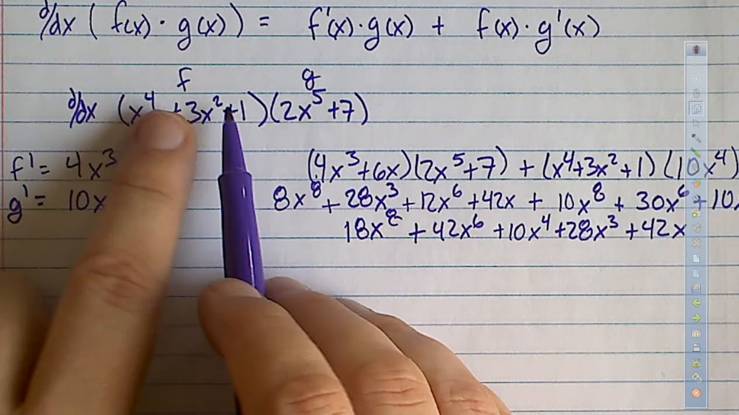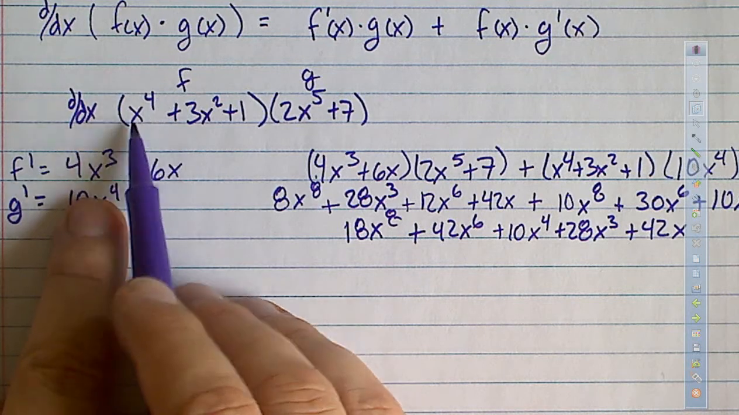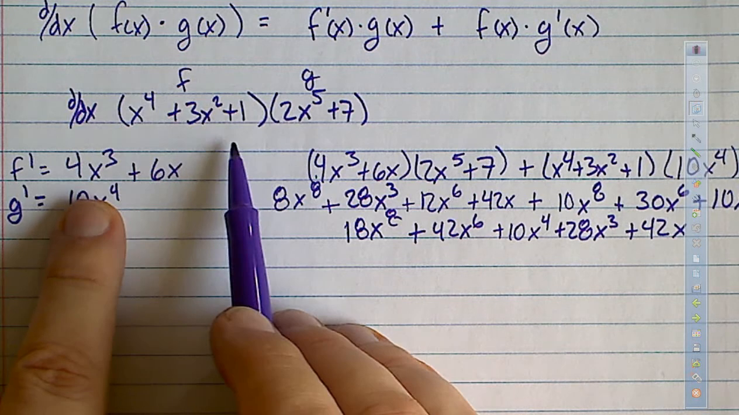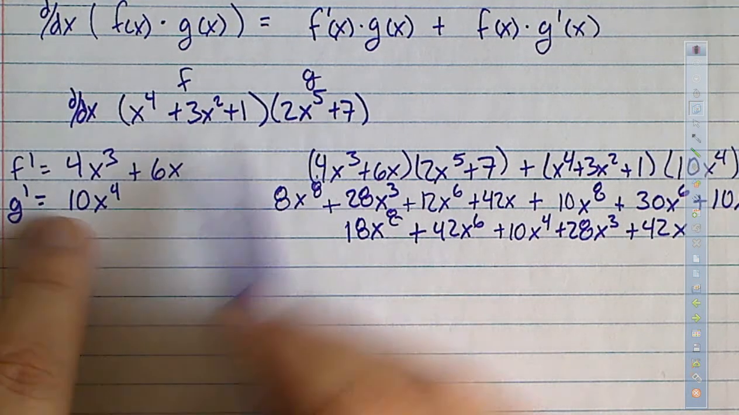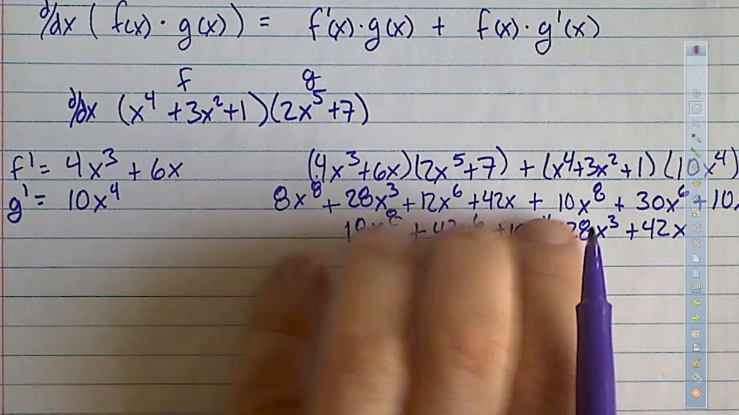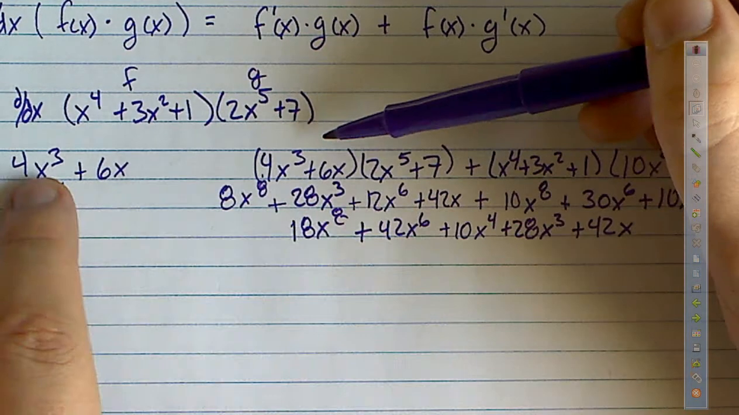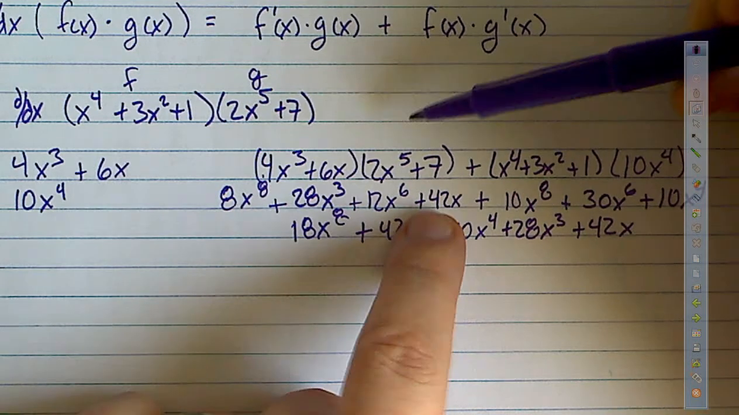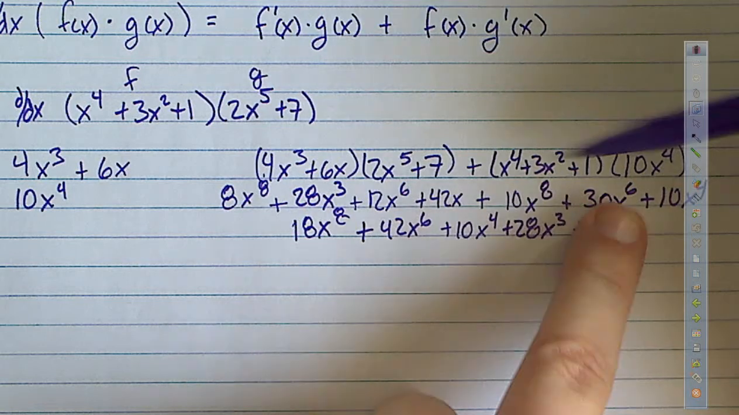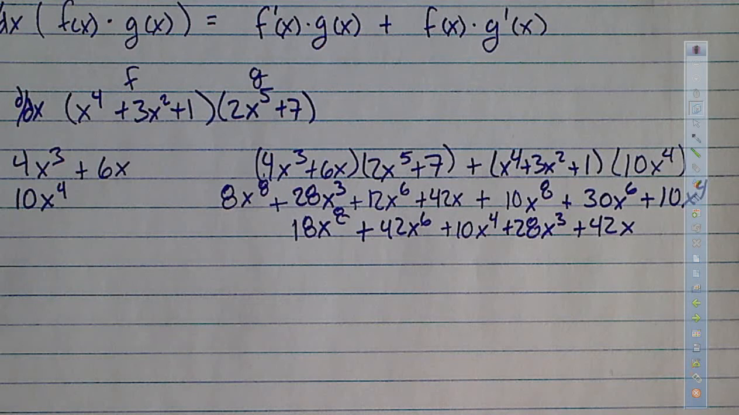Okay, so I took my f of x, which is this. I found the derivative of that, so that's going to be 4x to the third plus 6x to the first, and then the 1 goes away. The derivative of g is 10x to the fourth, and the 7 goes away. And now when I set it up here, I did f prime, which is this, times a regular g, which is that, plus regular f times g prime. And then I just multiplied everything through and combined my like terms.